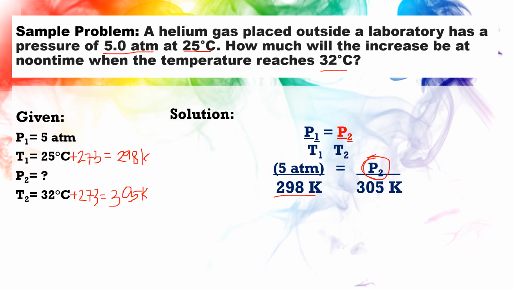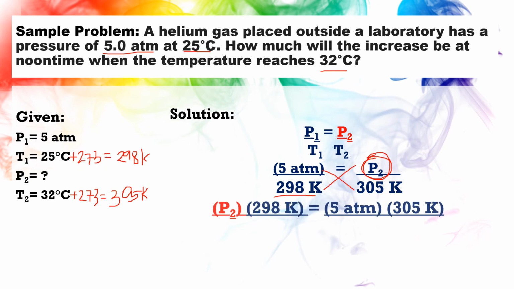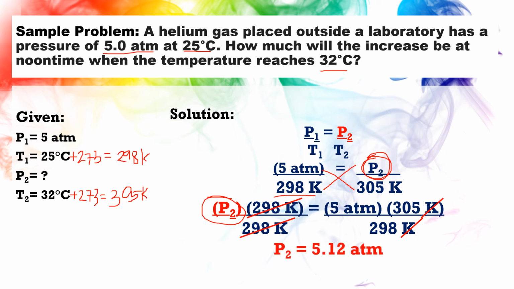To solve for P2, again, simply cross-multiply so that P2 times 298 kelvins is equal to 5 atmospheres times 305 kelvins. To solve for P2, divide both sides by 298 kelvins and then cancel on the left side. On the right side, you cancel similar units, which is the Kelvin. So 5 atm times 305 kelvins divided by 298 kelvins, the answer will be 5.12 atmospheres.